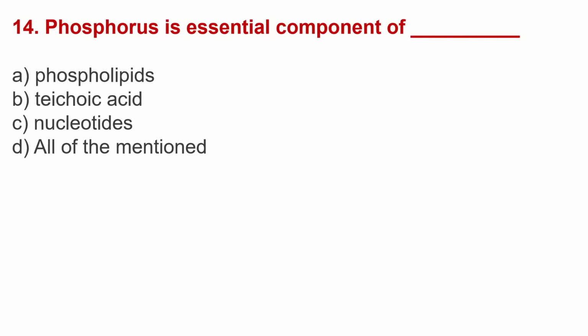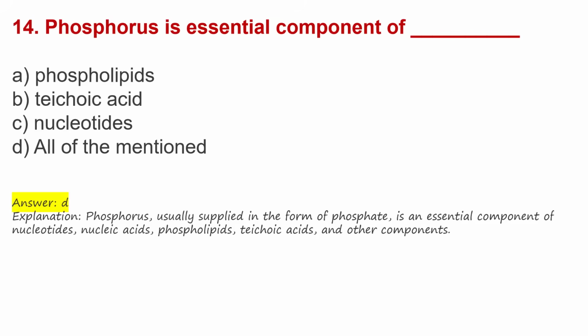So question 14. Phosphorus is an essential component of: A. Phospholipids. B. Teichoic acid. C. Nucleotides. D. All of the mentioned. The answer is D.